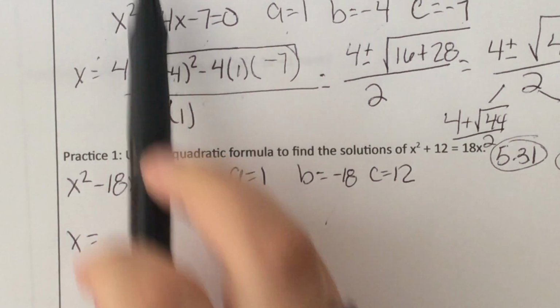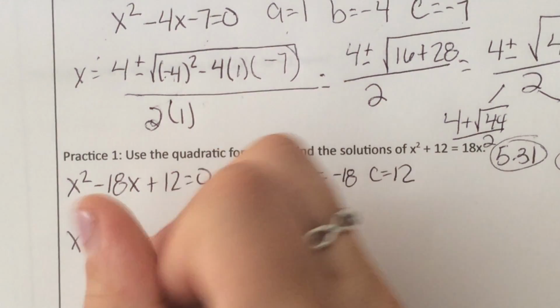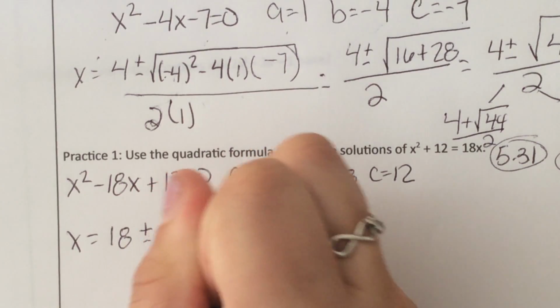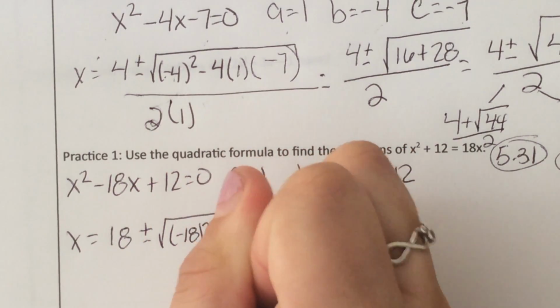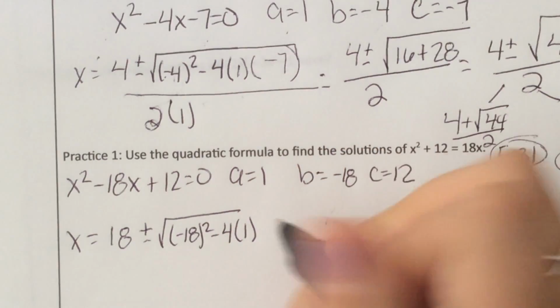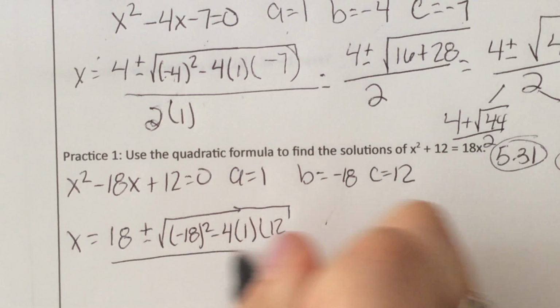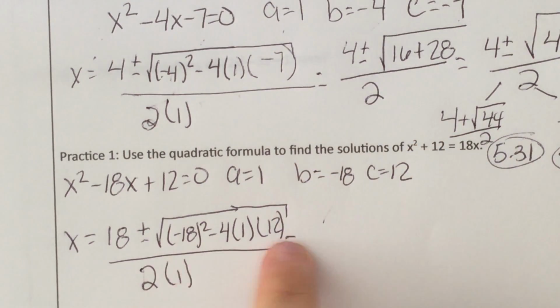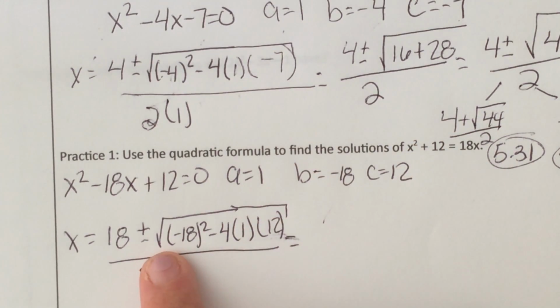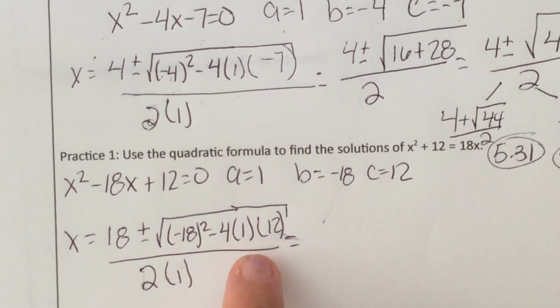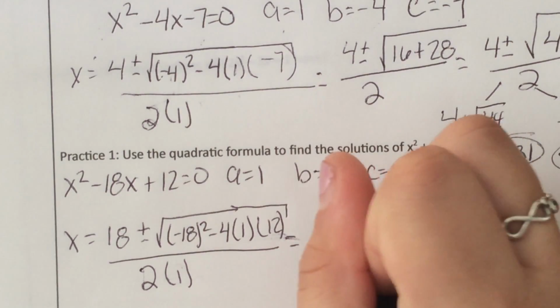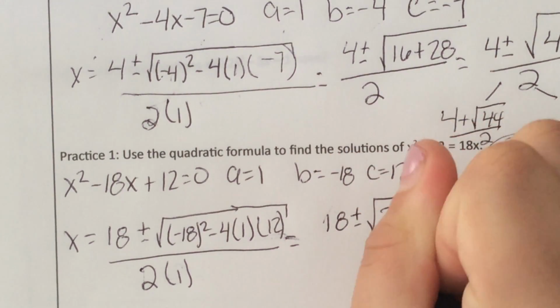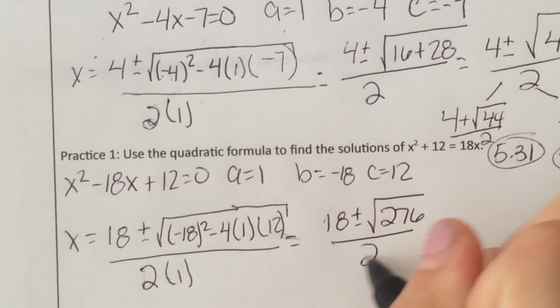So x equals the opposite of b. The opposite of negative 18 is 18, plus or minus the square root of negative 18 squared minus 4 times 1 times 12, all over 2 times 1. Okay. We solve everything underneath the square root. So negative 18 squared is 324. Negative 4 times 1 is negative 4, times 12 is negative 48. So you have 324 minus 48. So you get 18 plus or minus the square root of 276, all over 2.